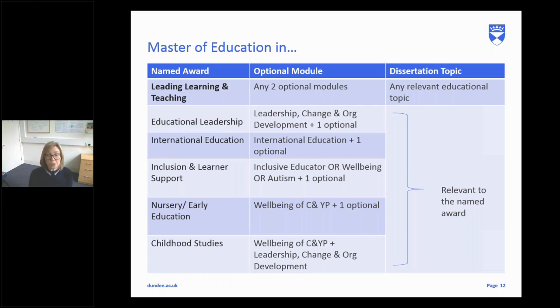If you choose to opt for one of the named awards that gives you an area of specialism, so for example, Master of Education in International Education, you can see that you will need to take the optional module of the same name plus an additional module. And also within that scenario, your dissertation will also need to be underpinned by a subject area that focuses on international education.